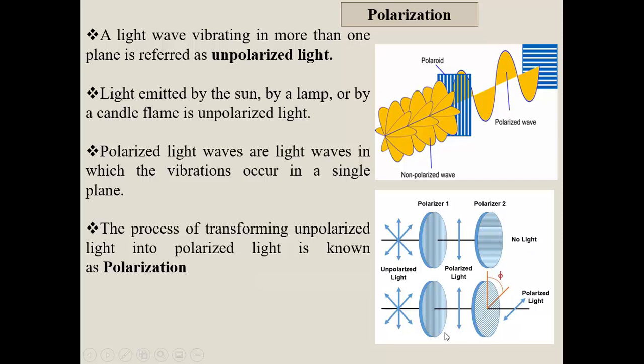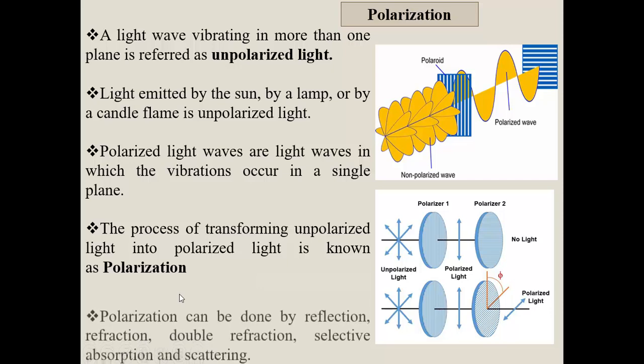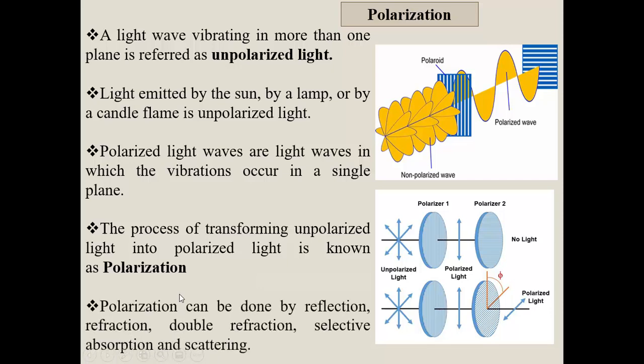However, in the second case it is making an angle theta less than 90 degrees with the first polarizer, so you see some light. As far as the conversion of unpolarized signal into the polarized form is concerned, we can do it by various methods. That means we can convert the unpolarized signal into polarized form by reflection, refraction, double refraction, selective absorption, scattering, etc.